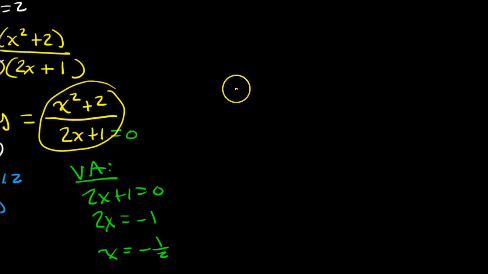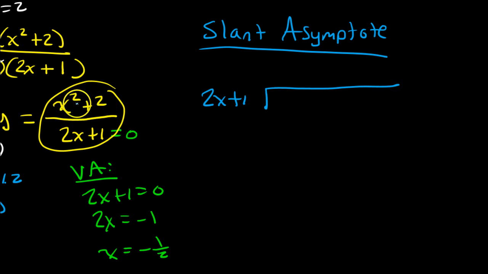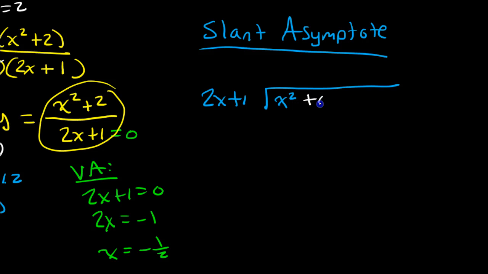Okay, let's see, I think I have space for it over here. So we're finding the slant asymptote. And we will find it by doing 2x plus 1 divided into x squared plus 2. So be careful though, I'm going to have x squared, but I'm going to need a 0x because there's no x term, and then plus 2.